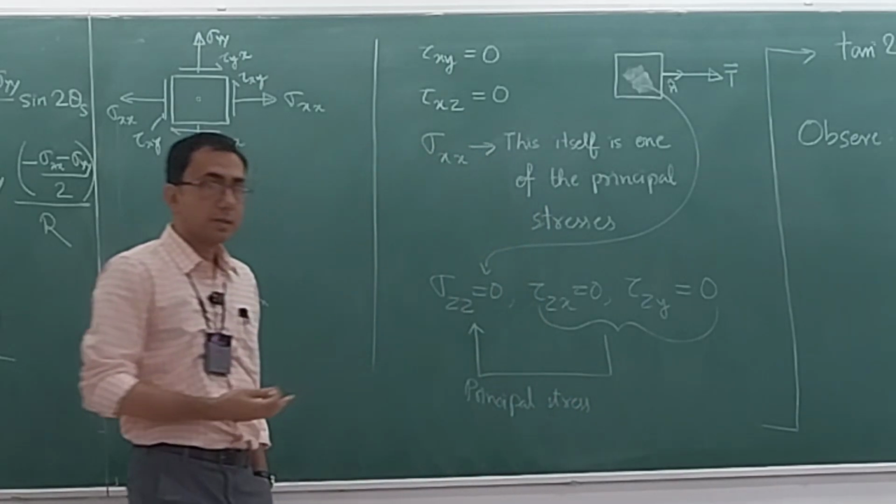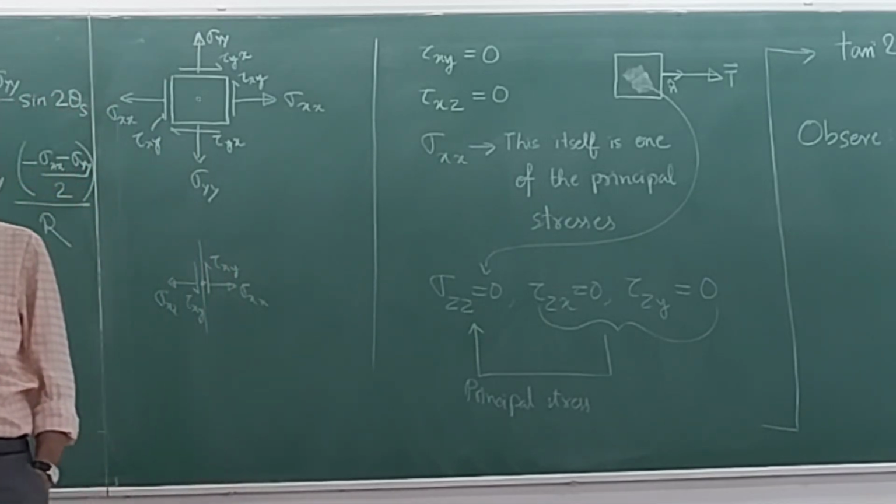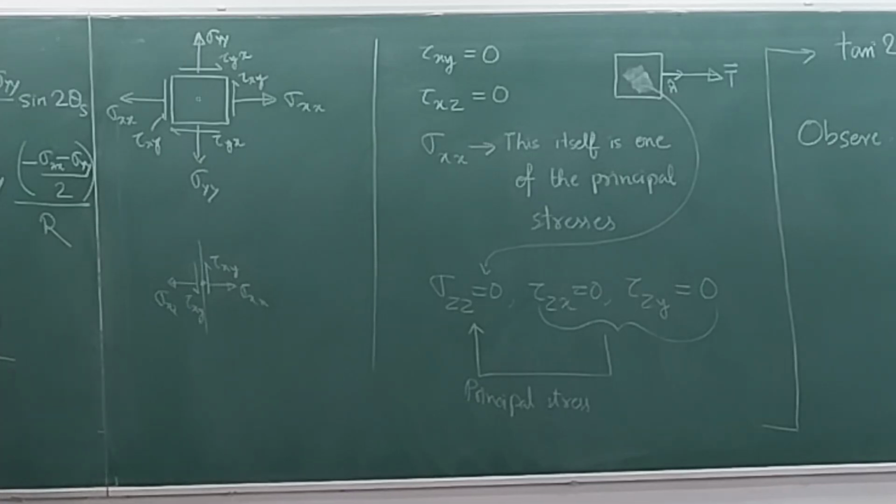It is 0. Sigma zz is equal to 0, nothing is disturbing it. But that 0 value itself is one of the extremum values. Okay, the 0 value itself is a principal stress.